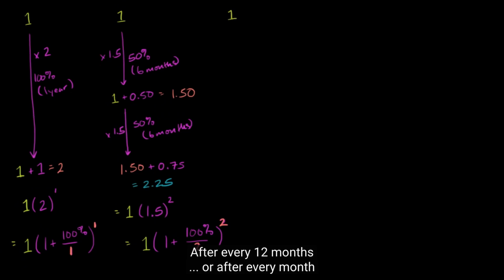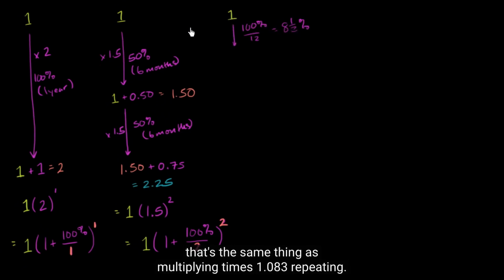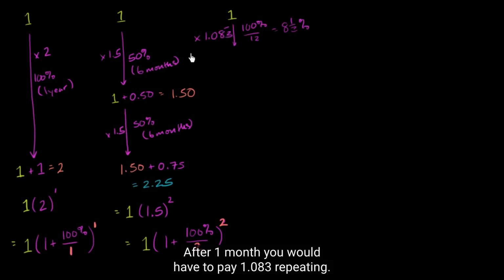So after every month, I'm just going to charge you 100% divided by 12 interest. So this is equal to 8 1/3%. And having to pay back the principal plus 8 1/3%, that's the same thing as multiplying times 1.083 repeating. So after 1 month, you would have to pay 1.083 repeating.